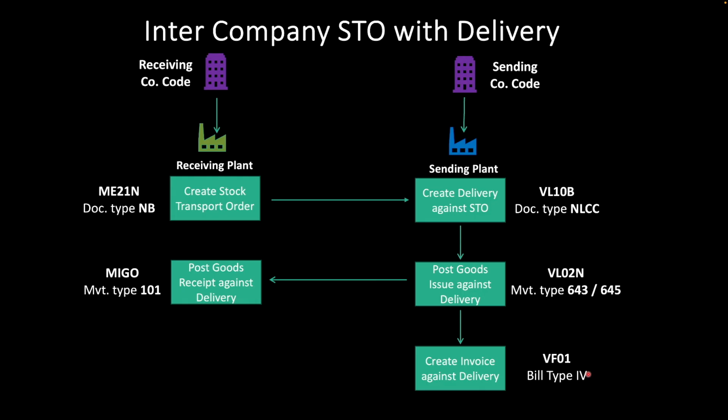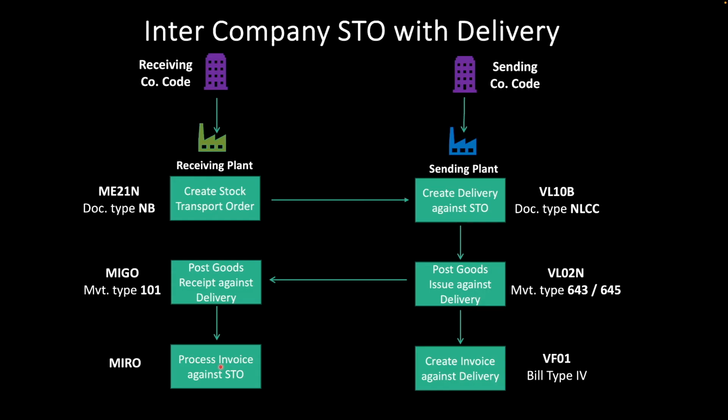The billing type will be IV, and at the receiving plant end, we'll post the goods receipt against this delivery document. Then in the next step, this receiving plant will also post an invoice through T code MIGO. So you can see here, this is also an additional step that we do in intercompany code stock transfer. We have to process the MIGO against this stock transport order.